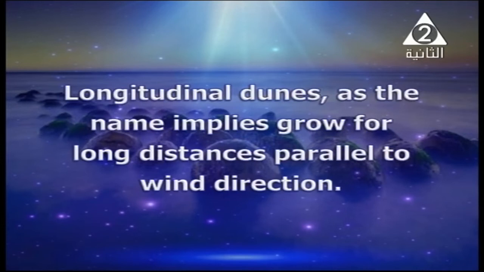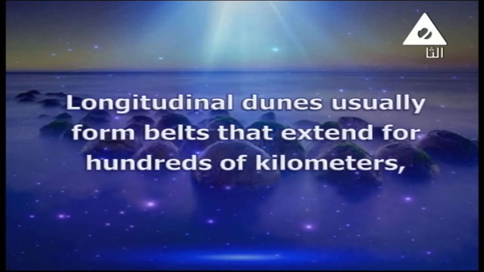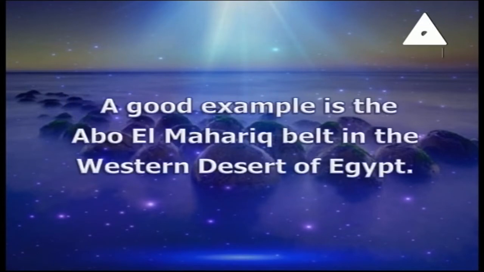We have another type of dunes, which is longitudinal dunes. As the name implies, they grow for long distances parallel to wind direction. They are also known as seif dunes, from the Arabic word meaning sword. Longitudinal dunes usually form belts that extend for hundreds of kilometers. A good example is the Abu al-Mahariq belt in the western desert of Egypt.